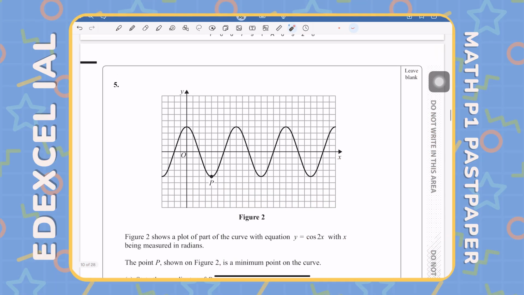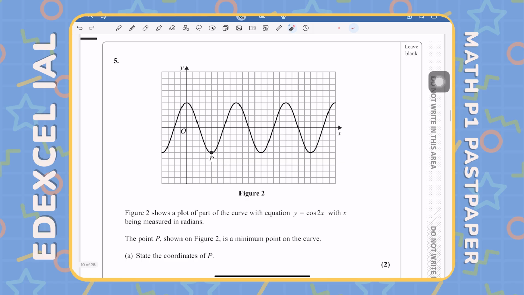Now, question number 5. Question 5 says figure 2 shows a plot of part of the curve with the equation so and so with x measured in radians. Okay, so this is y equals cos 2x. Now remember, y equals cos 2x means that the maximum value will be 1, the minimum value will be minus 1. Okay, so we kind of already have the y coordinate of P.